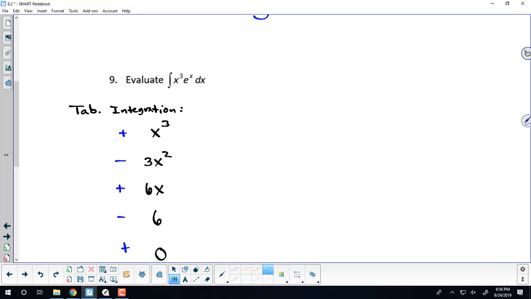Our dv was e to the x. So remember, this right column is antiderivatives. We don't really see that with e to the x, but it is antiderivatives.